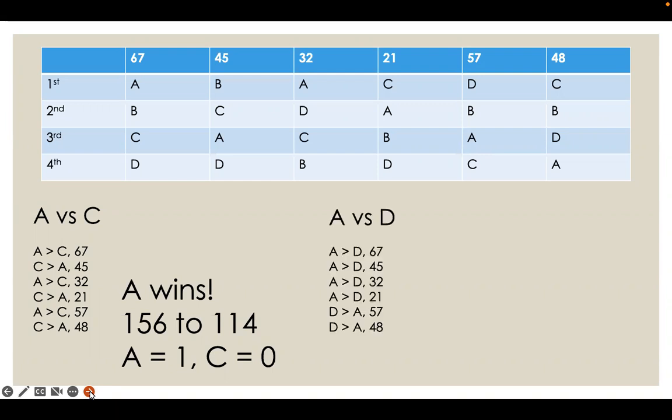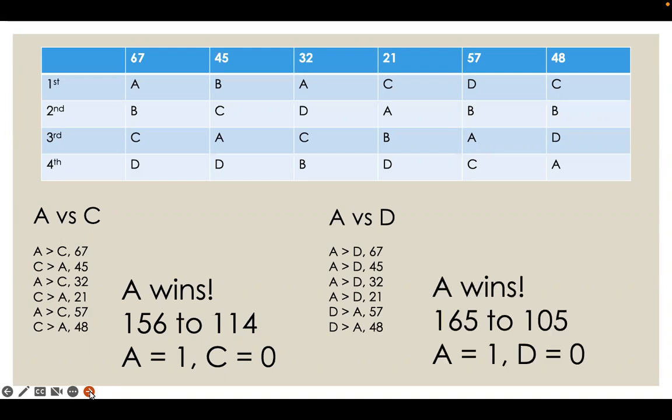Now let's do A versus D, and we do it again. A wins 4 head-to-heads, D wins 2, but count the number of votes. A wins 165 to 105. So A gets a point, D gets 0 points. And we're keeping track of these head-to-head points at the end, right? Because the most head-to-head wins is who wins overall.